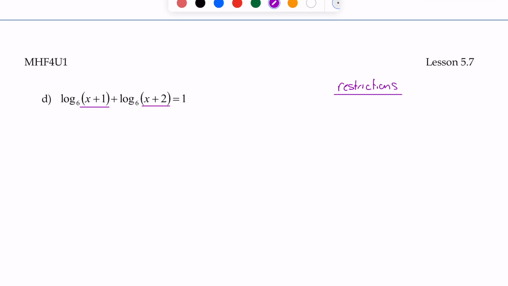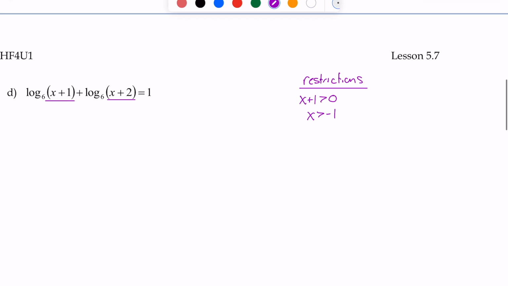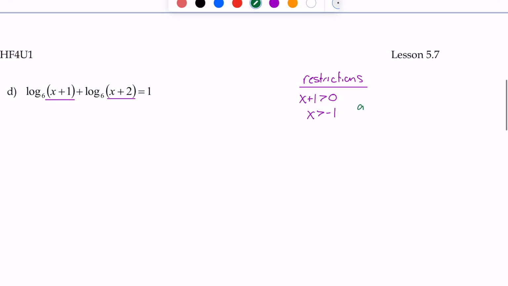I have to look at the first term, which on the inside is x plus 1. So when is that bigger than 0? Well, that says x needs to be bigger than negative 1 to work. And you have the second one, which says x plus 2 bigger than 0. And this constraint is saying x has to be bigger than negative 2.